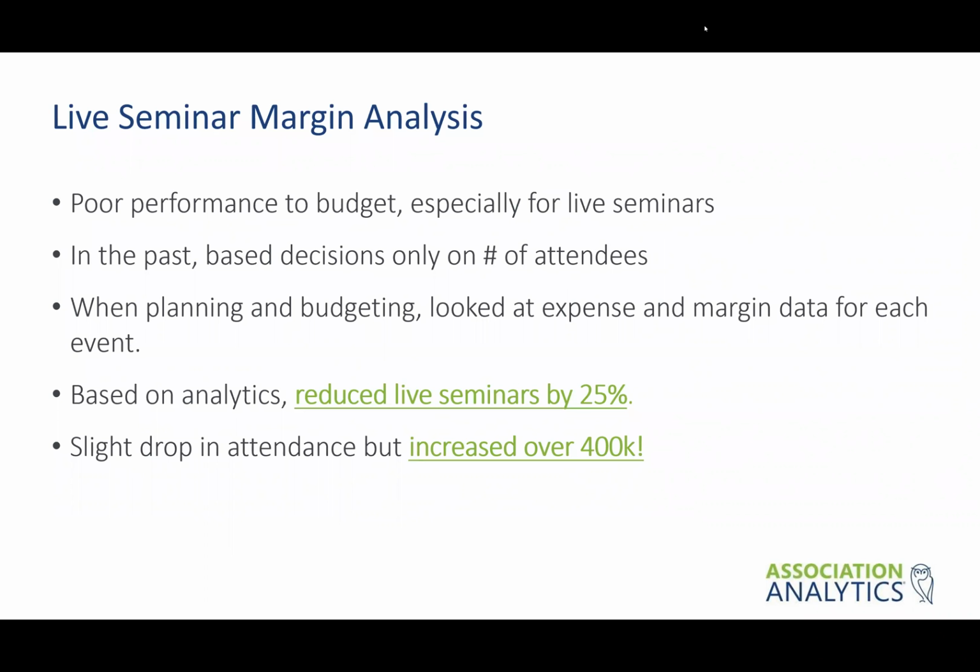So when planning and budgeting, they looked at the expense and margin data for each event. And based on analytics alone, they reduced live seminars by 25%, a slight drop in attendance, which could be really scary to people, but the dollars are what matter to them. And so that increased over $400,000.